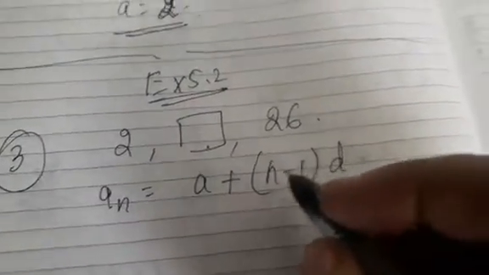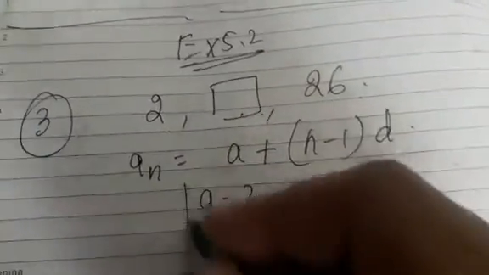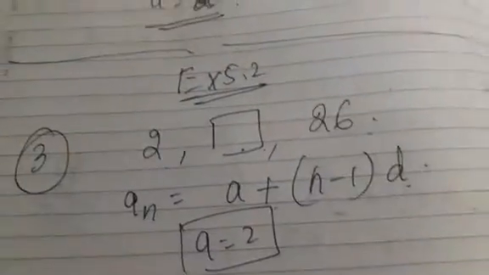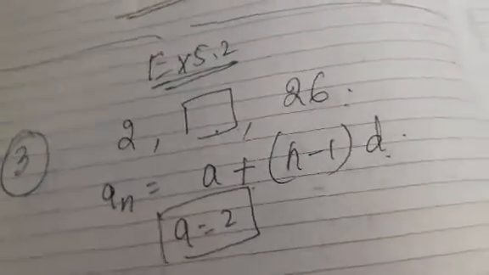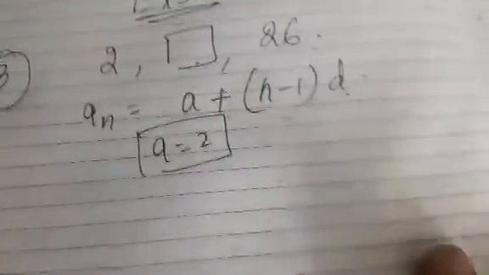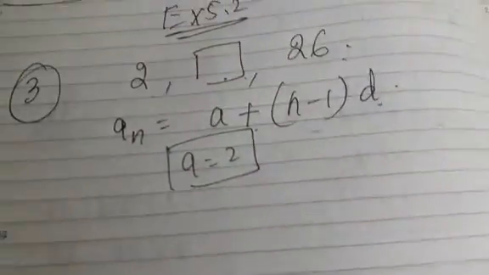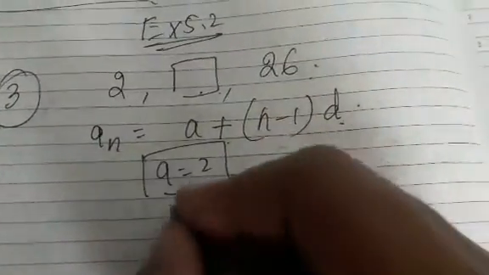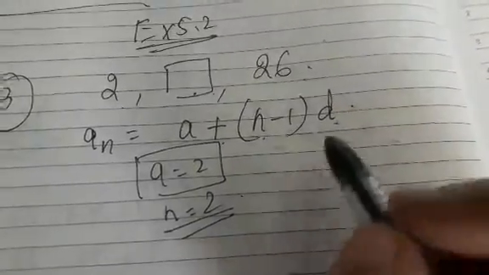Fine. Now as you can see in the given series, a is equal to 2, right? We don't know what d is. We don't know what n is... but we do know n here. You know why? Because we have to find the second term. So over here n will be 2.